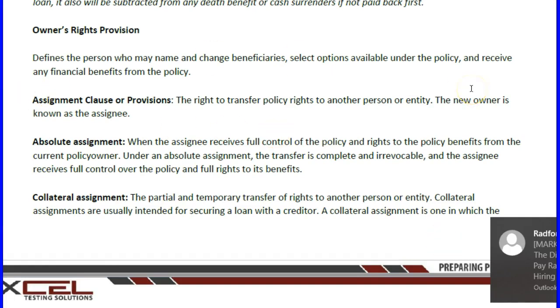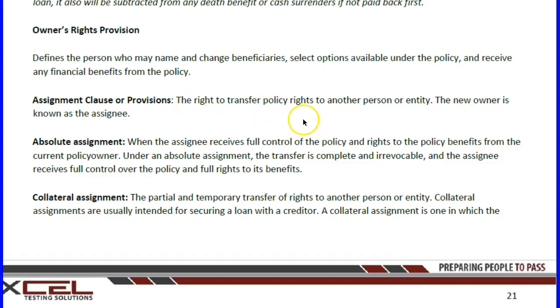Assignment clause and provisions: the right to transfer policy rights to another person. This is something that might be on the test. So, assignment clause or provision: this is the right to transfer policy rights to another person.